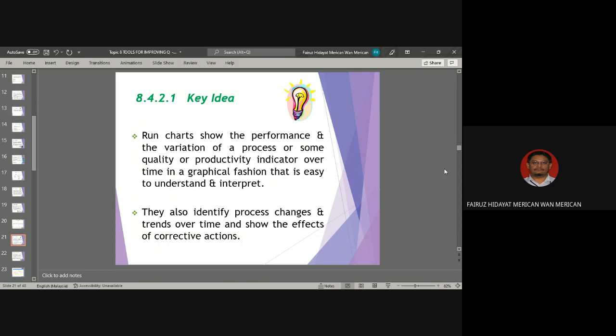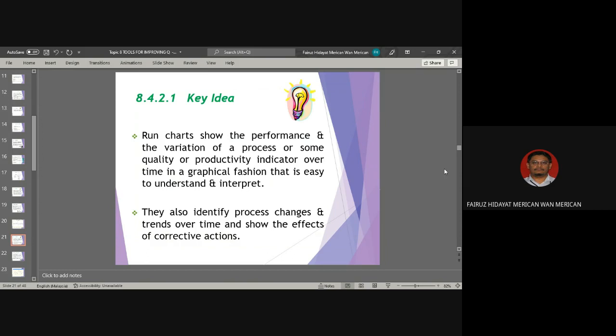So the key idea for the run chart is that it shows the performance and variations of the process, whether it's slow or fast, and the variations. Sometimes it's high, sometimes low, sometimes fast, sometimes slow, and so on. So it becomes a good indicator in terms of the trends and changes in performance and quality.